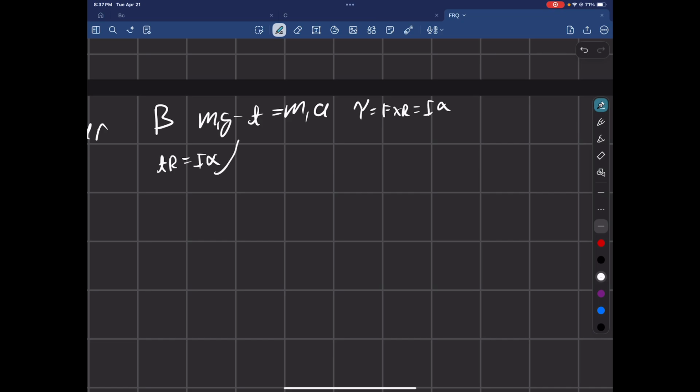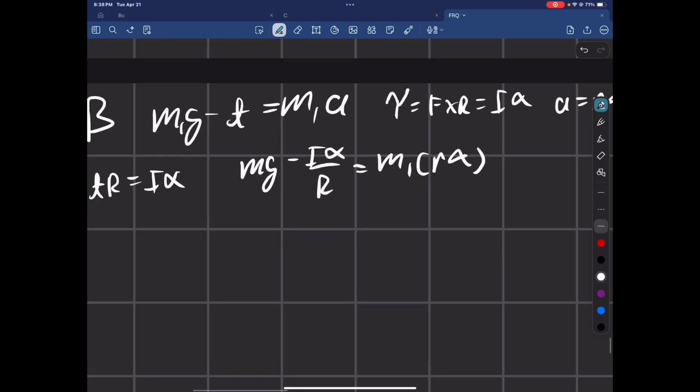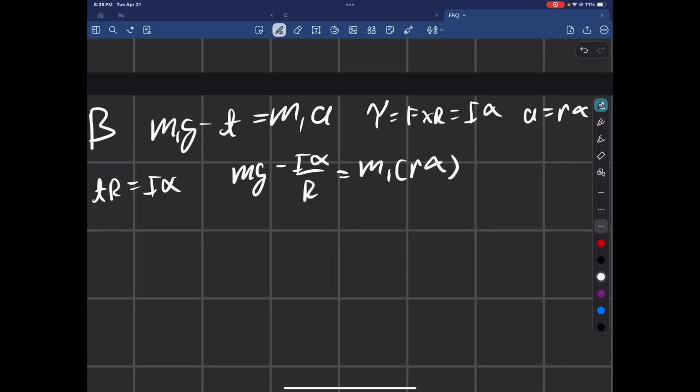Isolate for T here, and plug it back into here. So we just get mg minus I alpha over R. Since it's asking us for angular acceleration, we know that linear acceleration is equal to R alpha. So we can substitute R alpha here. Now, if we get both alphas on one side, we can factor it out.